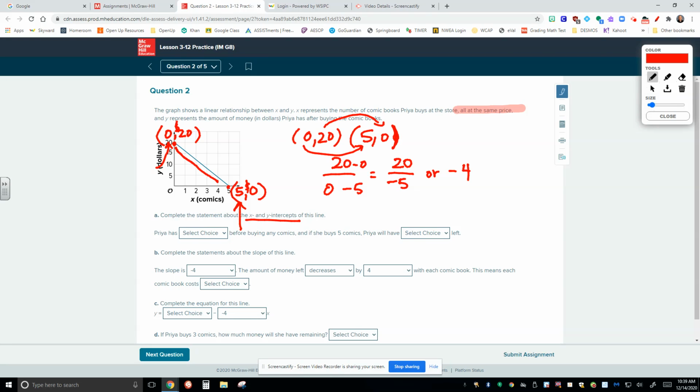I would remind you of this, that right here, since our x is right here, this is where our slope goes. And this would be where the y-intercept goes. Now, let's fix this so that it's correct. We need to be subtracting $4 per comic book. So if Priya buys 3 comic books, how much money will she have remaining? I suggest thinking about what I just said. If it's $4 per comic book, how much do 3 comic books cost? And then how much money would she have remaining? That beginning value minus the value of however many she bought.